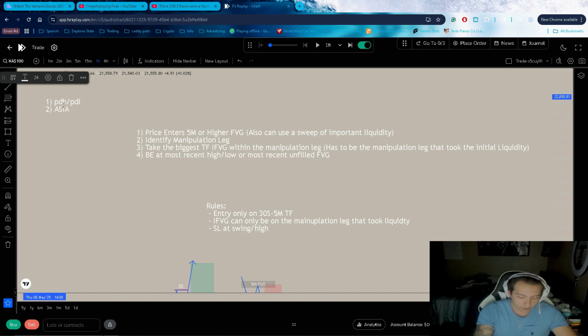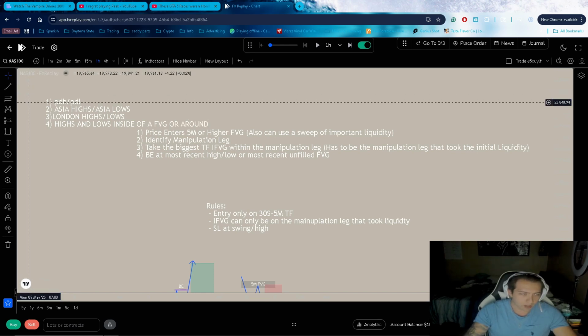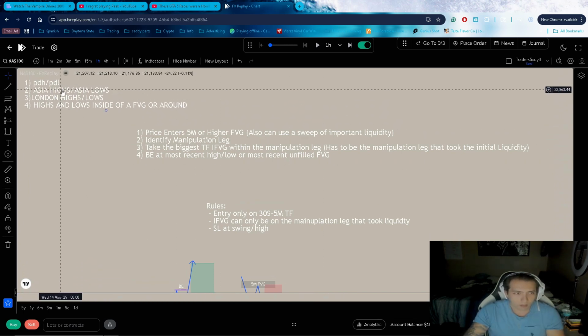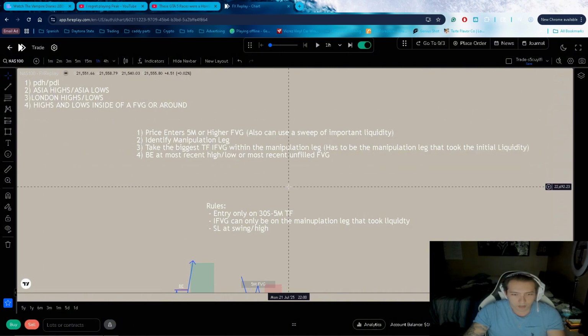So, like Asia highs, Asia lows. You have obviously London highs and lows. So stuff like that would be most ideal. Sometimes even highs and lows inside of a fair value gap or around it, on bigger time frames like 15-minute to 4 hour ideally, for the highs and lows inside of a fair value gap.